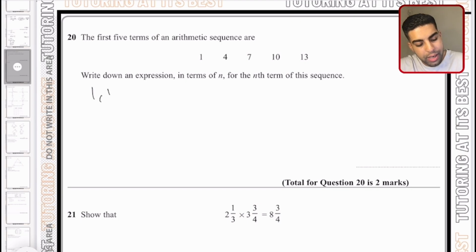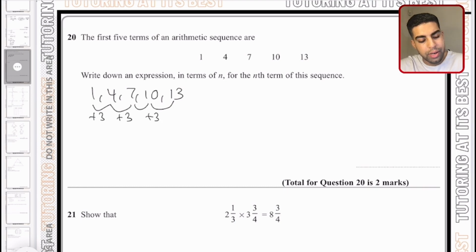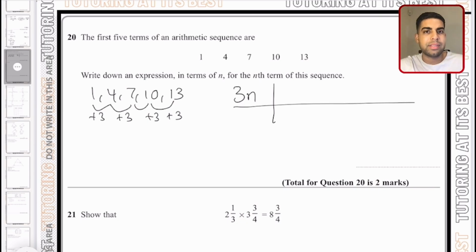Well, let's go ahead and rewrite this. And let's go ahead and find out the difference between each number. And you can now see that you need to add 3 every time. So instantly, we're going to have 3n. And with 3n, let's go ahead and give some values.